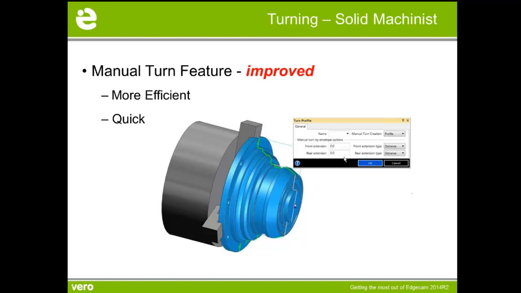In the turning world, we've always been able to create a manual turn feature. This has actually been improved, so you might have found it a little bit long-winded in having to pick all these faces, and sometimes you get it wrong. We now envelop a turn part, and you can also alter the size and shape of the beginning and end of the manual turn feature. So again, seeing is believing. We'll do this in a second or two.